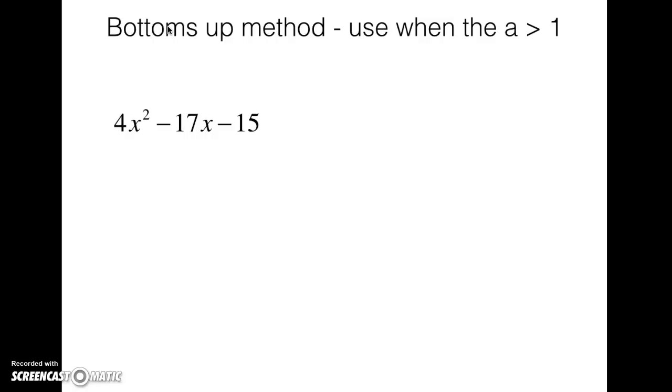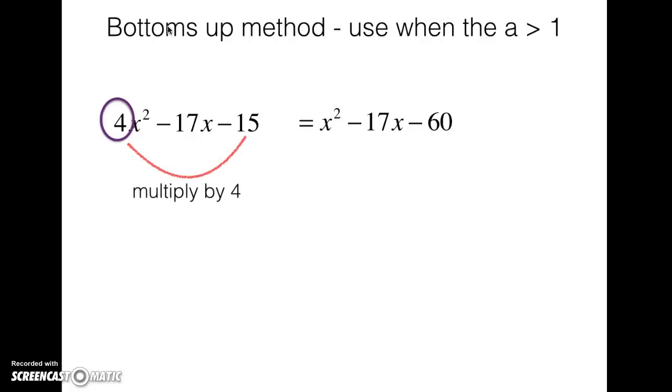So the first thing you do is you take this 4 and you multiply it by the last term, so by negative 15. So then we get x squared minus 17x minus 60. The 4 makes the problem a little bit more complicated from the very beginning, so we're just going to move it for the meantime. X squared minus 17x minus 60, we're just going to do that like we've done in the previous two problems. Break down the 60.